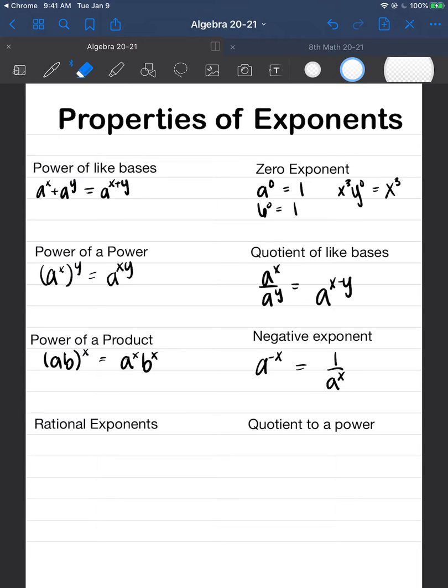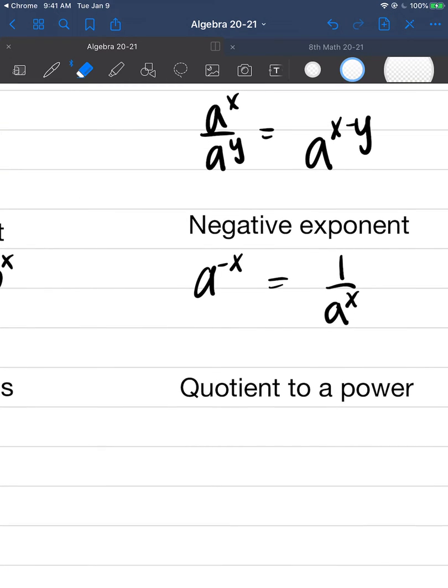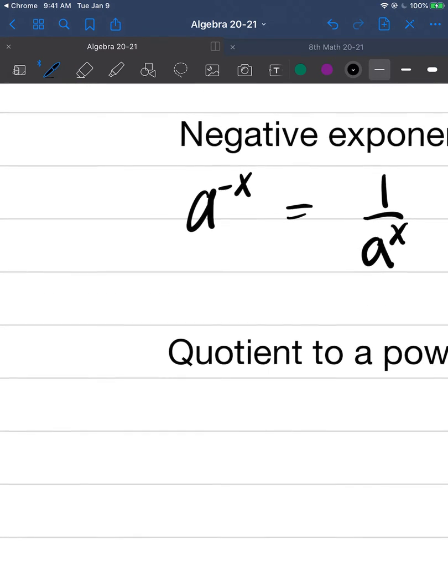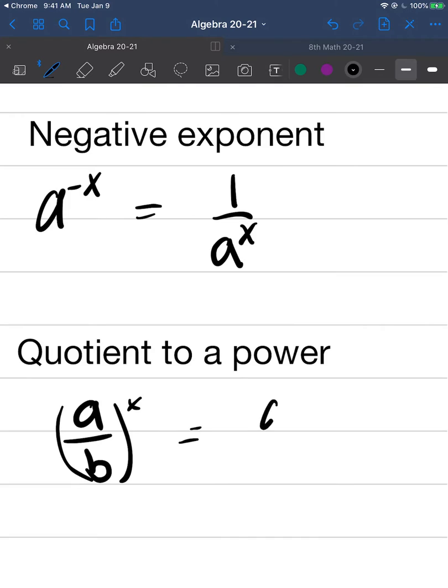Today we're really going to talk about rational exponents only, but I did forget to add the quotient to a power property. It's a pretty simple one that hopefully we've figured out. If I have a divided by b, to the x power, then that means a to the x power over b to the x power. So you're still distributing that exponent to everything in the parentheses.